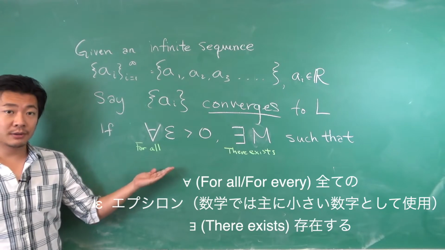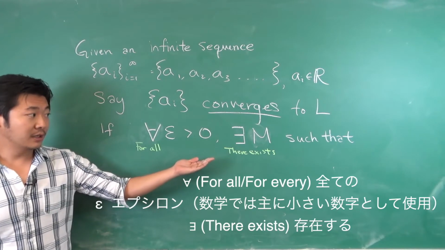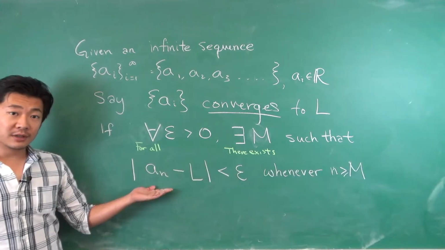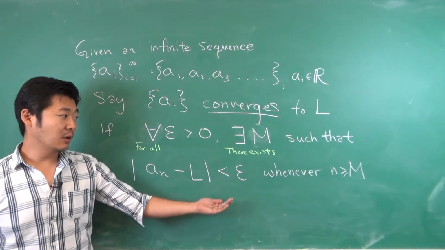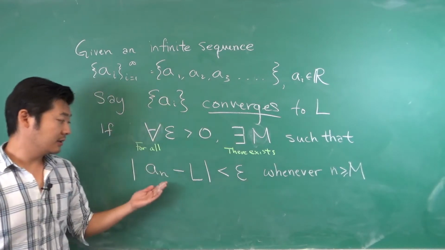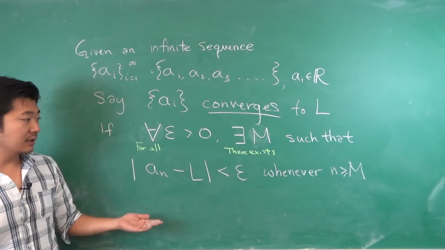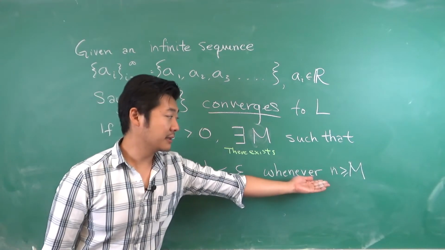Given an infinite sequence of numbers, we say that the sequence converges to a number L if, for all epsilon greater than 0, there exists an m such that the difference between a_n minus L is less than epsilon whenever n, the index of the sequence, is greater than some m.